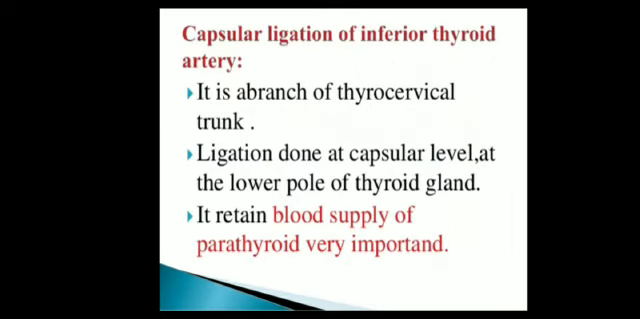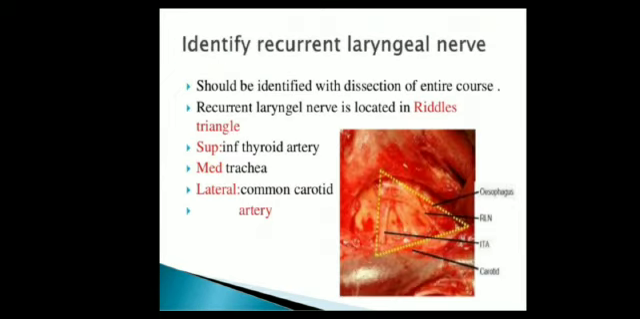Capsular ligation of the inferior thyroid artery. It is a branch of the thyrocervical trunk. Ligation is done at the capsular level at the lower pole of the thyroid gland. It retains the blood supply of the parathyroid, which is very important.